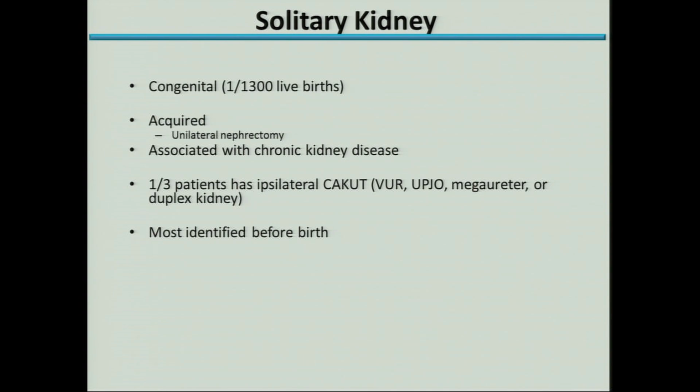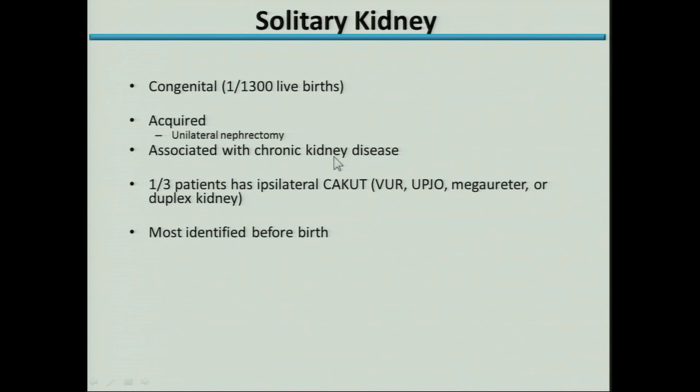So I want to go more in depth into the clinical and the biological aspects of a solitary kidney, since it is one of the most common features of one of the most common types of CAKUT. It can be either congenital or acquired, and congenital is about 1 in 1,300 live births. Acquired is from a unilateral nephrectomy. However, both types are associated with chronic kidney disease.